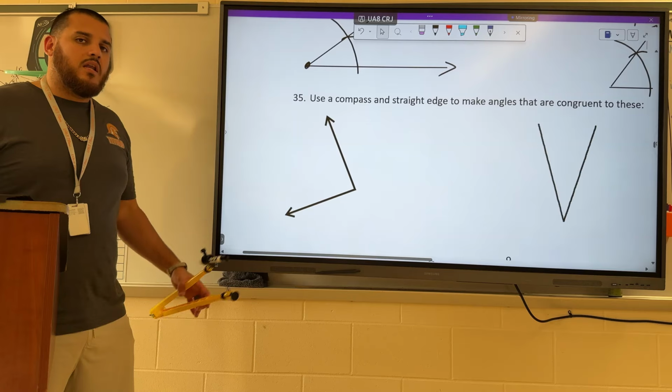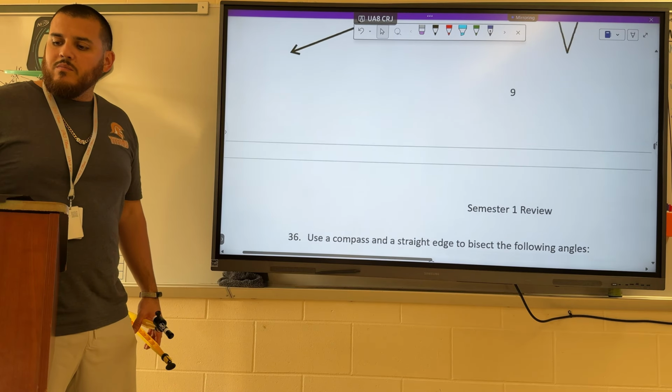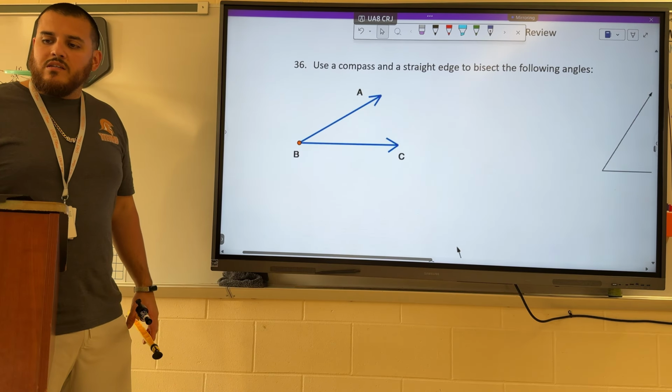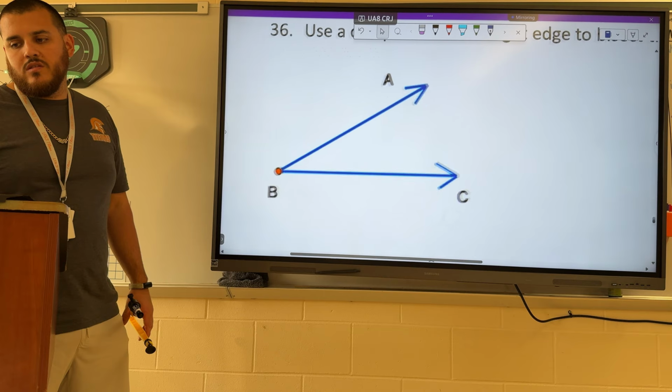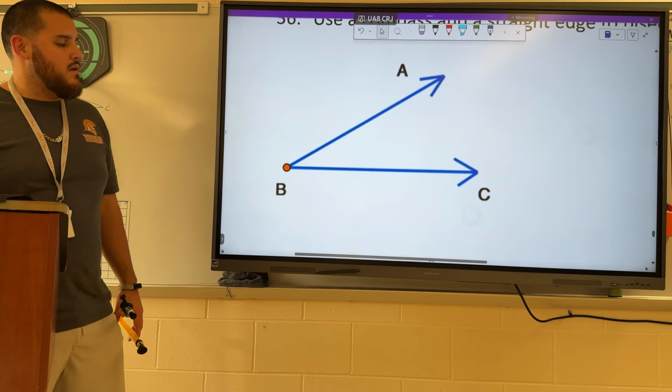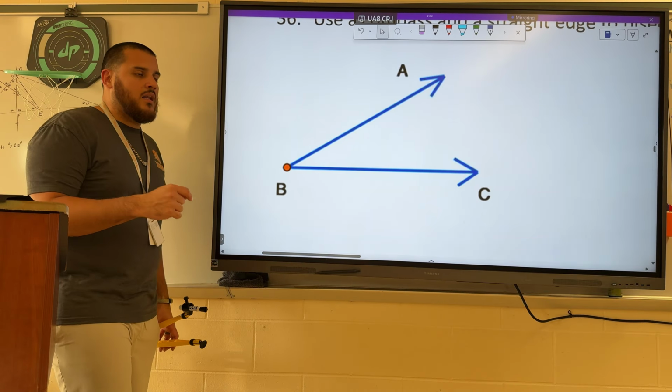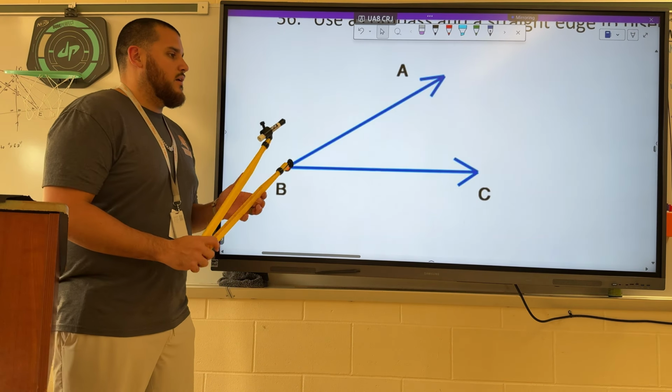Again, making congruent angles would be all the same steps. The one after this though, example 36, we're being asked to bisect an angle. Let me zoom in here because I can do this all on this. So what we're doing now is we're cutting an angle in half. Here are our steps.